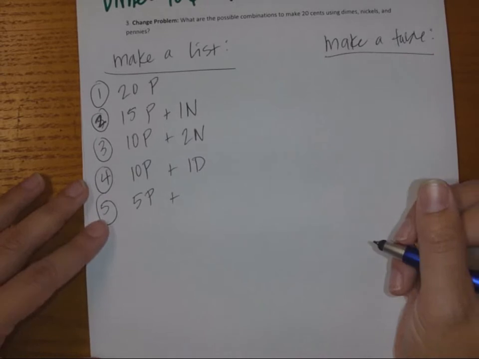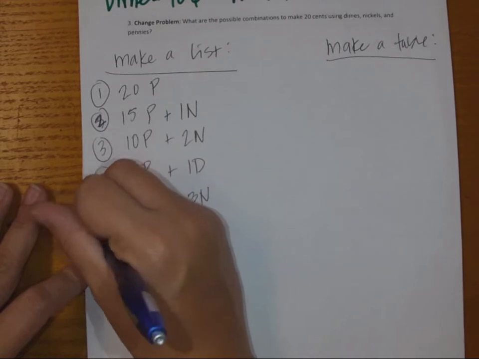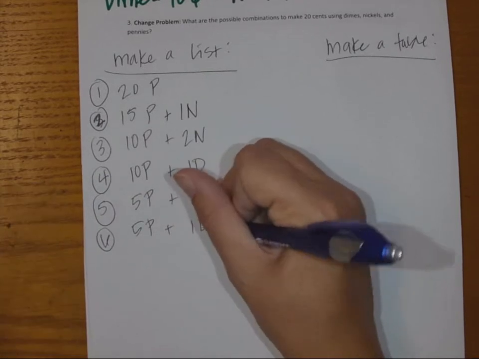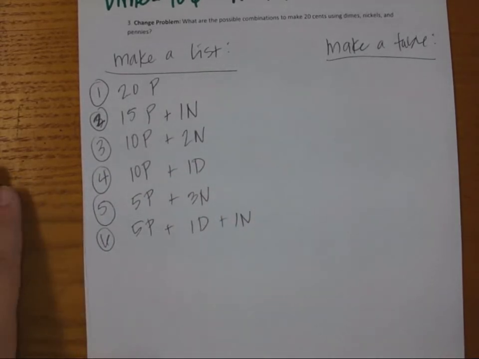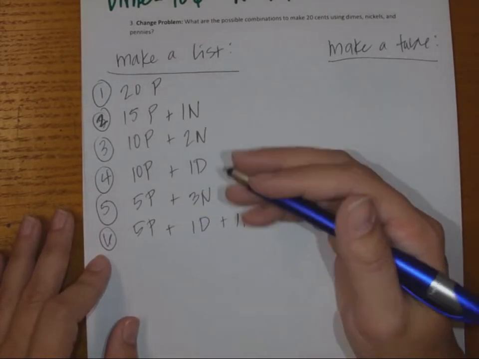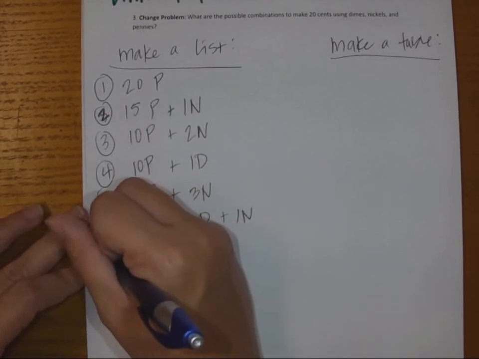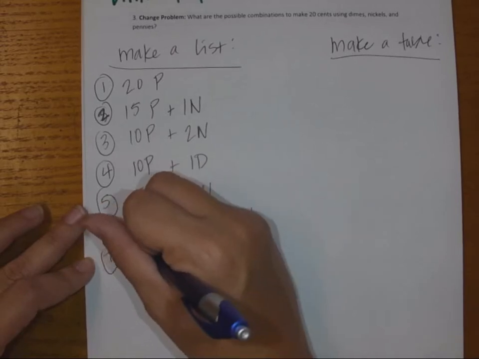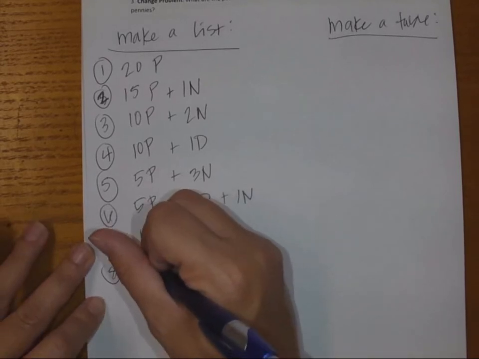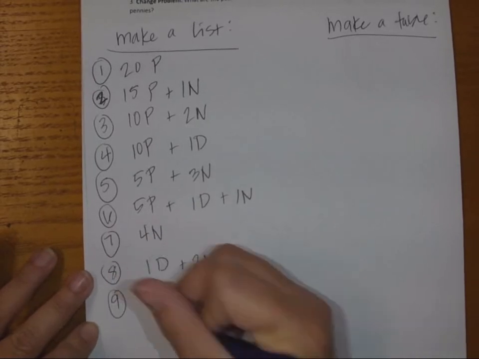With 5 pennies, I could do 15 cents left. I could make 15 cents with 3 nickels. I could also make 15 cents with 1 dime and 1 nickel. And that's every combination with 5 pennies. So now 0 pennies, if I'm just doing nickels or dimes alone. So 0 pennies would be, I could do 4 nickels. I could do 1 dime and 2 nickels, or I could do 2 dimes.